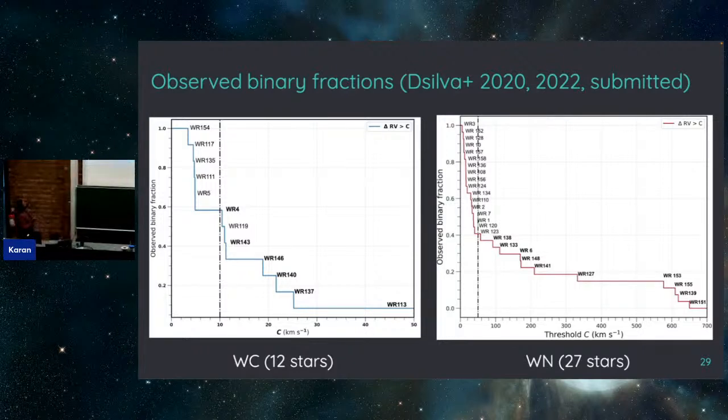So on to some results. These are some results from the work that we've done over the years. This is a bit of a complicated plot, so let me take you through it. On the left side, we have something for the 12 WC stars in our sample.